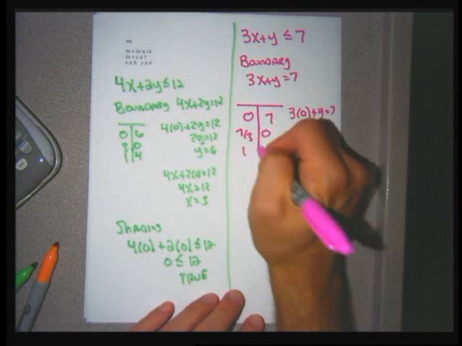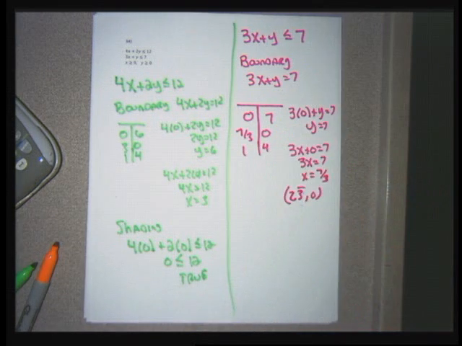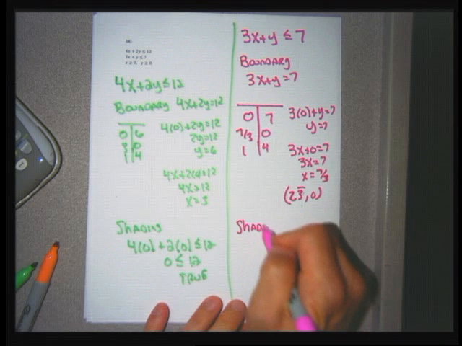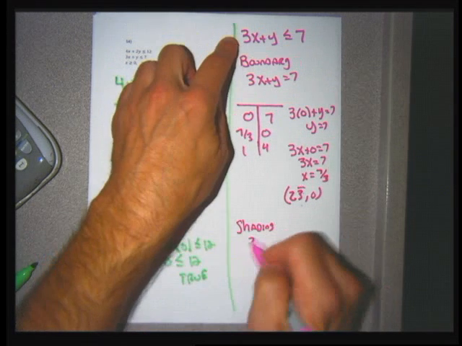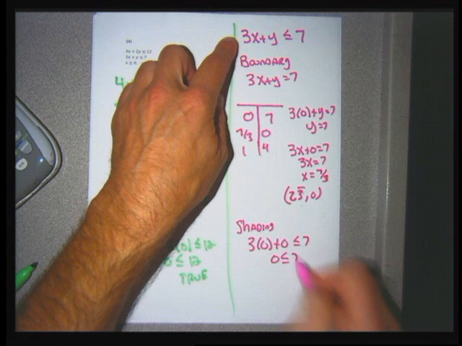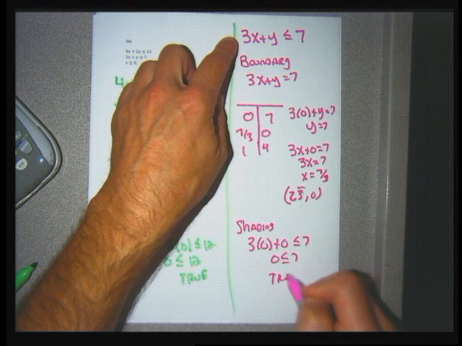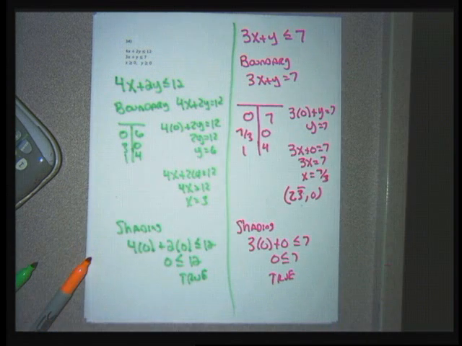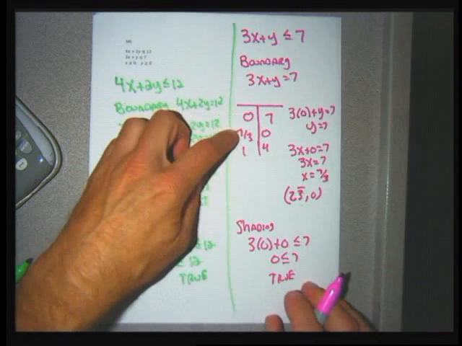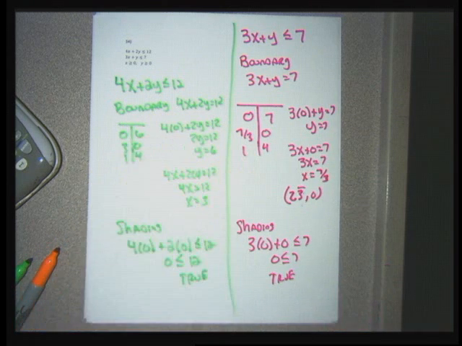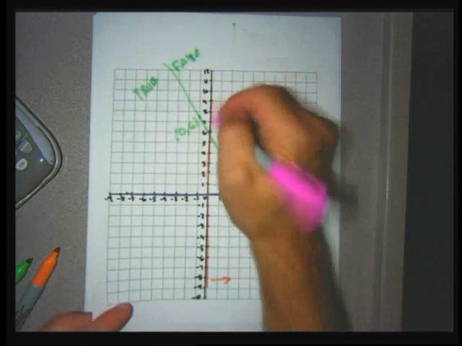I'm also going to graph the point (1, 4), which is already graphed, but my graph's going to go through that point of intersection. For shading, I go 3 times 0 plus 0 is less than or equal to 7. That gives me 0 is less than or equal to 7, which is a true statement, so (0, 0) is on the true side. So I'm going to graph the point (0, 7), (2.33, 0), and (1, 4).